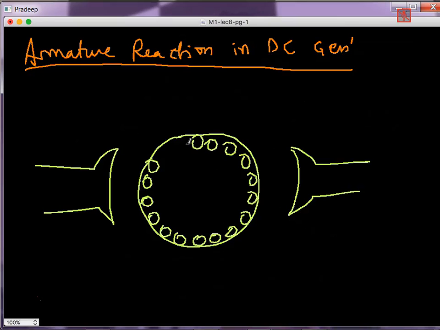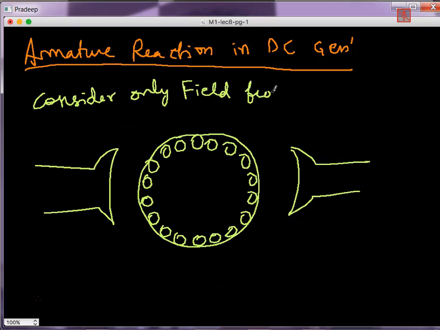So what will be the magnetic field? Consider only the field from the poles. Let's say this is a north pole and this is a south pole. Then if you consider only the field from the poles, it will be like this.